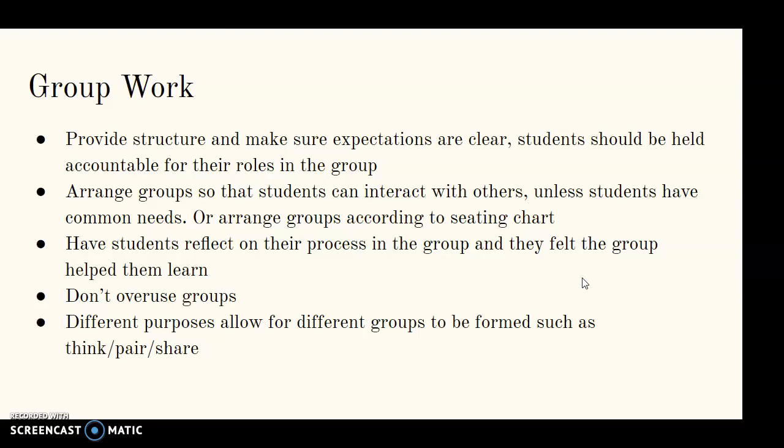Don't overuse groups, which I think is something that we probably will struggle with in English language arts, just because it's easier to place students in groups when you get stuck on something like analyzing a text and you want them to try to figure it out on their own. Having them in a group to help each other balance themselves out is usually what we try to do, but it's not always a successful tool. It could be seen as a crutch.